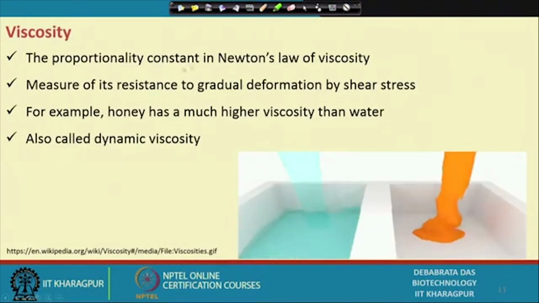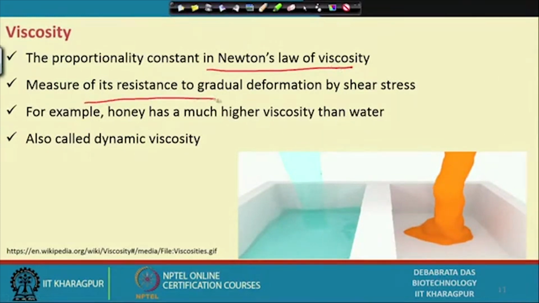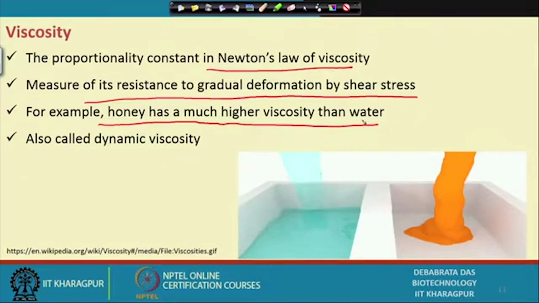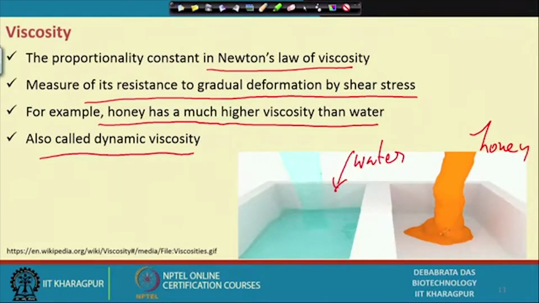The viscosity is the proportionality constant of Newton's law of viscosity. It is a measure of resistance to gradual deformation by shear stress. For example, honey has much higher viscosity than water, and also has dynamic viscosity. So here, if you look at the pouring of water, this is water, and this is honey. Am I right? The honey has higher viscosity, so it pours in a different way, and this water is spreading very easily. So this is how we can explain that.